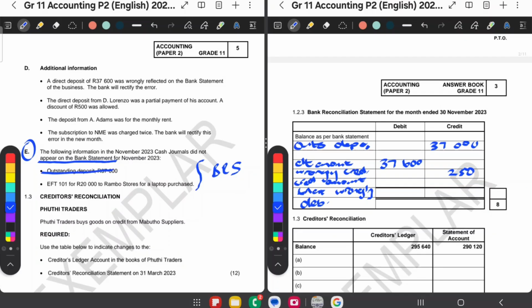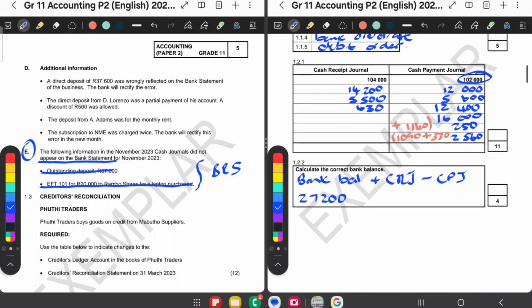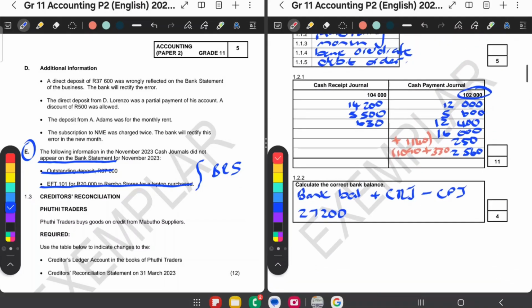So that's done. And then they also don't have the EFT of 20,000. So I am going to outstanding EFT over here. 20,000 EFT will go to the debit side. So we're done with that. So what is left is we have to total. So now I'm just going to total. So I'm going to total this total column. Remember, add the provisional total. So it's this plus that, plus that, plus that. So it's all of these. Don't leave this one out.